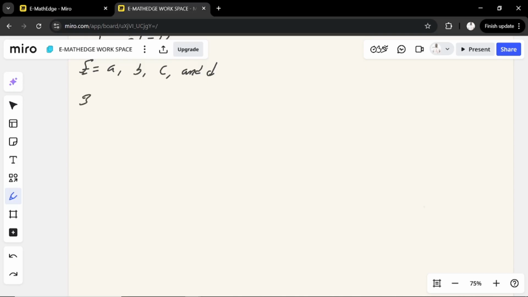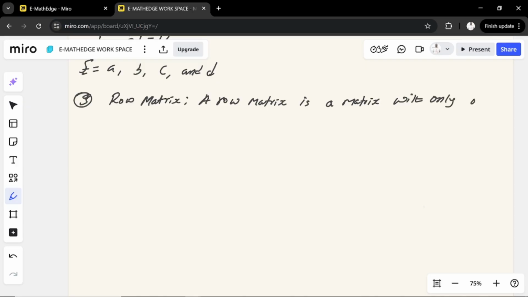So the third terminology which we are going to be looking at is the row of a matrix, or row matrix. Now, what is a row matrix? A row matrix is a matrix with only one row.